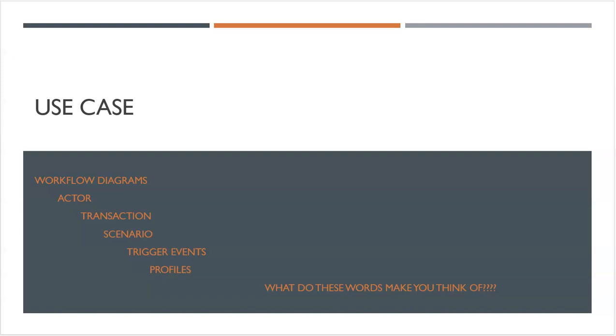The use case document uses flow diagrams and lots of words you might recognize from another class. Words like actor, transaction, trigger, scenario, profiles. What do these words make you think of? Hopefully you recognize those terms as IHE terms. Use case often borrows heavily from IHE, and IHE borrows from the use case ideal.